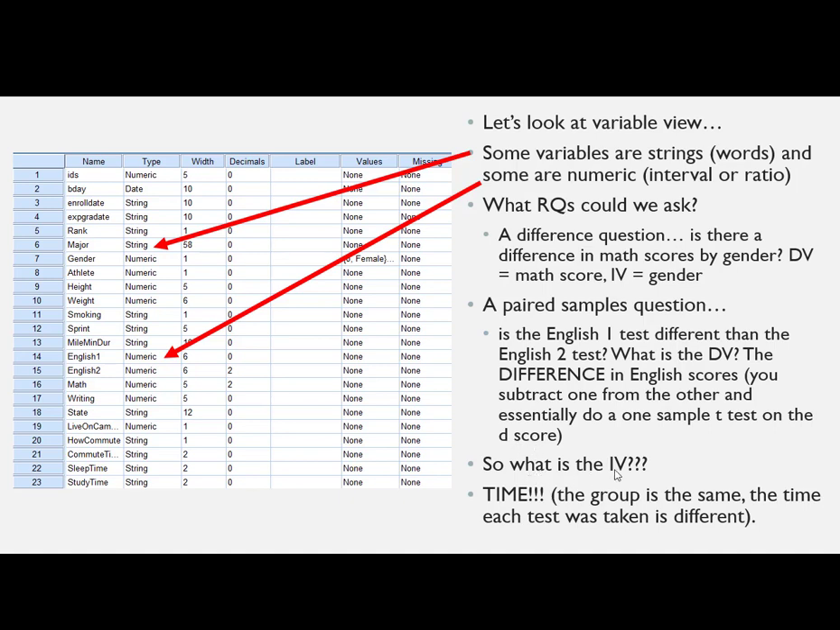You essentially subtract one from the other and do a one sample t-test on the difference score. So what is our IV? Right? We don't have an independent grouping variable, but our independent variable is time. The group is the same. The time each test was taken is different.